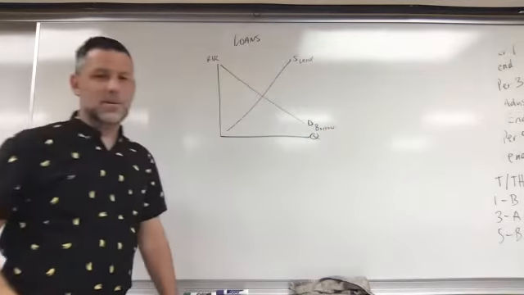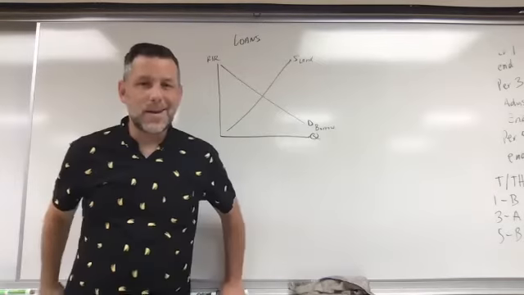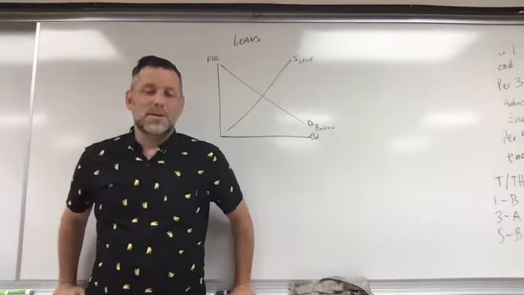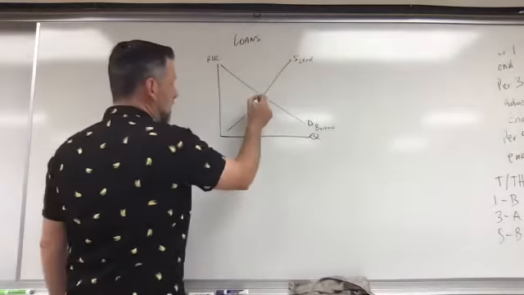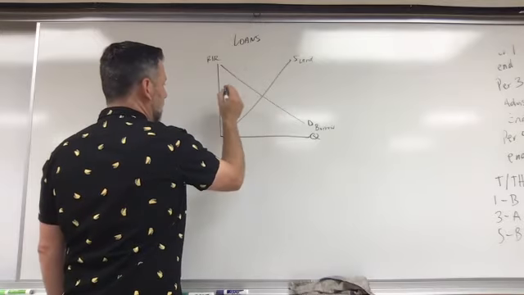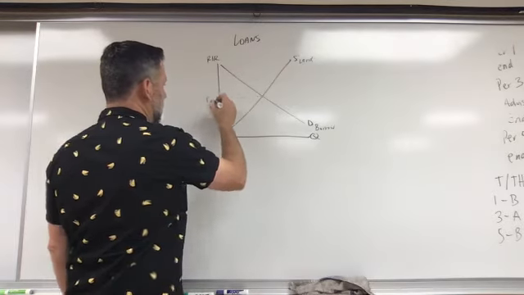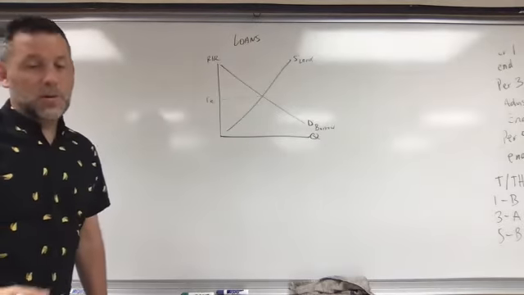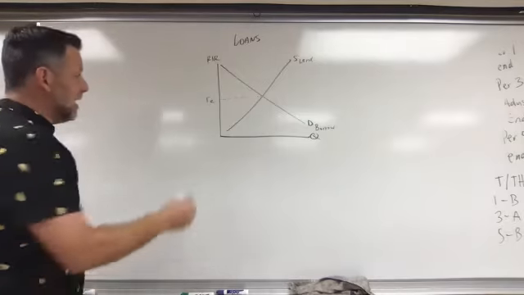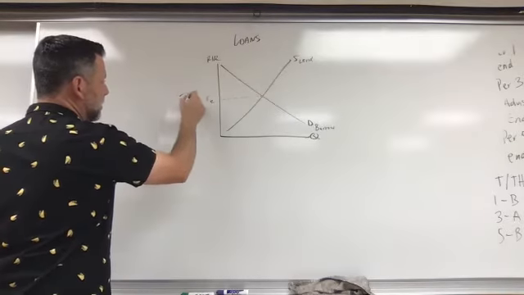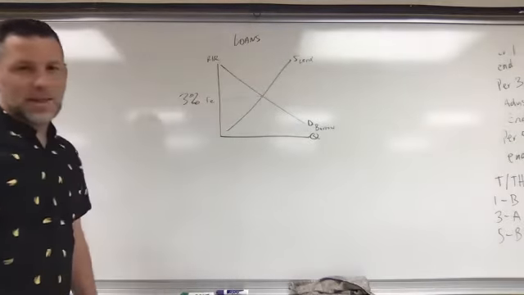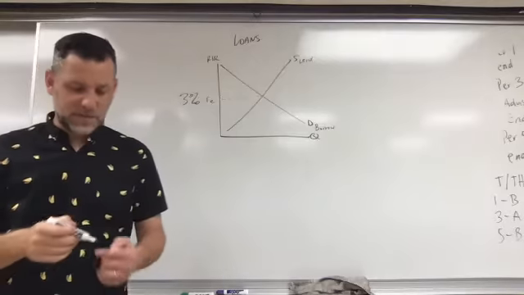All right, and I labeled lenders are the ones that are supplying and borrowers are the ones that are demanding. And now let me put my equilibrium interest rate in here. Now, we've got our equilibrium real interest rate. Let's say that it's 3% for the United States, right? So I labeled that 3%, 3% for the United States.